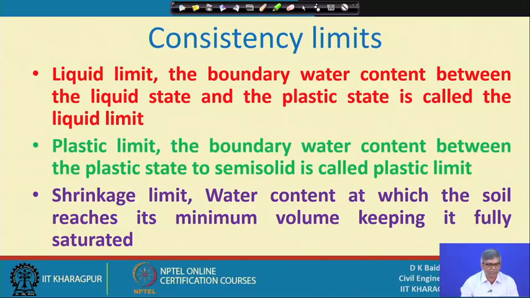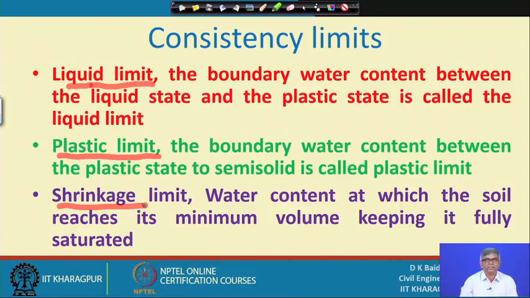One such step was the consistency limits. Atterberg gave three limits: the liquid limit, the plastic limit, and the shrinkage limit. Generally fine grained soil will have these limits. The more fine particles, the more plastic in nature the soil will be, and obviously we will have the liquid limit, plastic limit and shrinkage limit depending upon their composition.